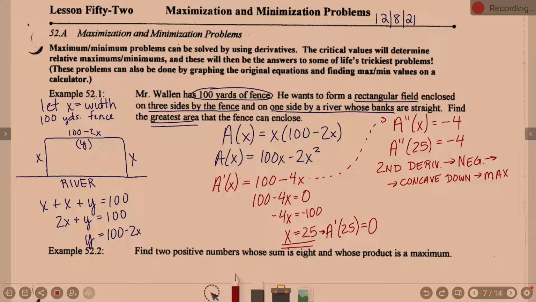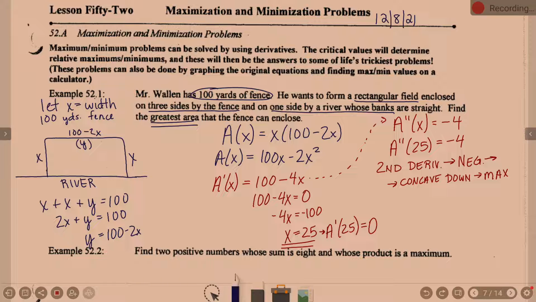So, okay, now, what's the area? We have not actually answered the actual question with all of this. What was the question? Find the greatest area. We have not answered finding the greatest area. So where does the greatest area occur? At 25. What do I do with 25 to find the greatest area?